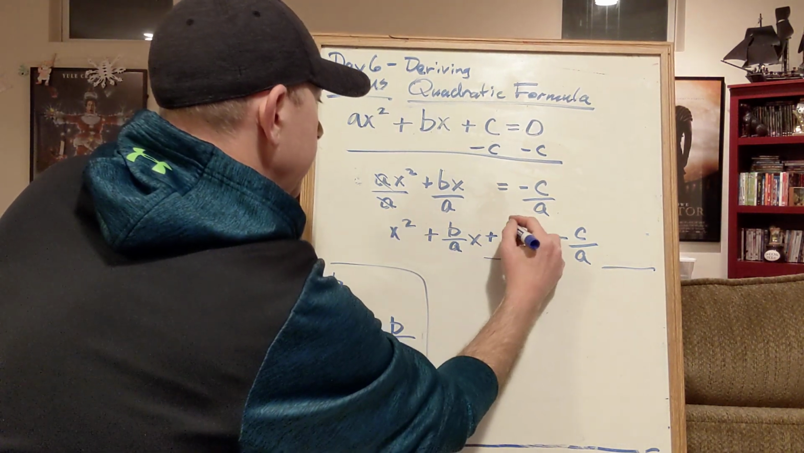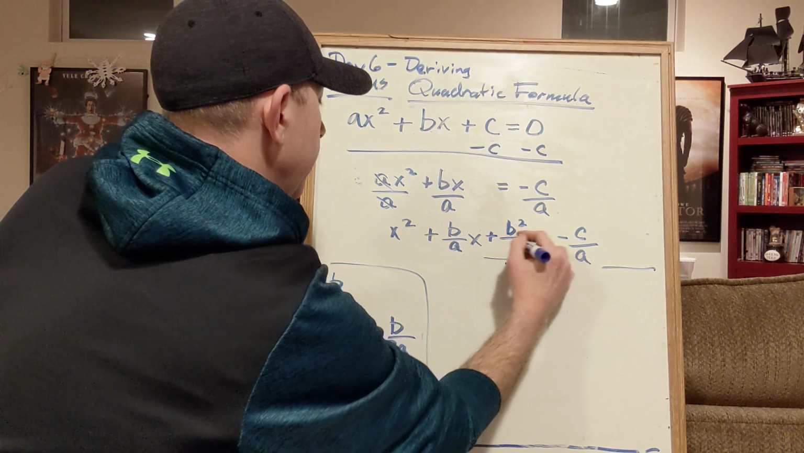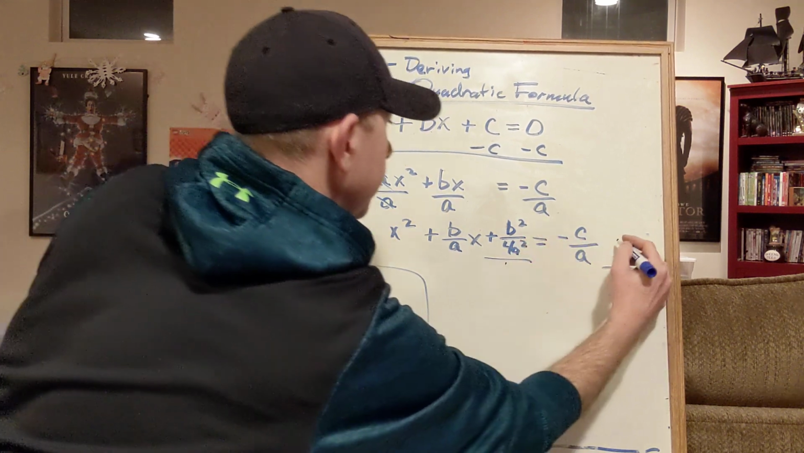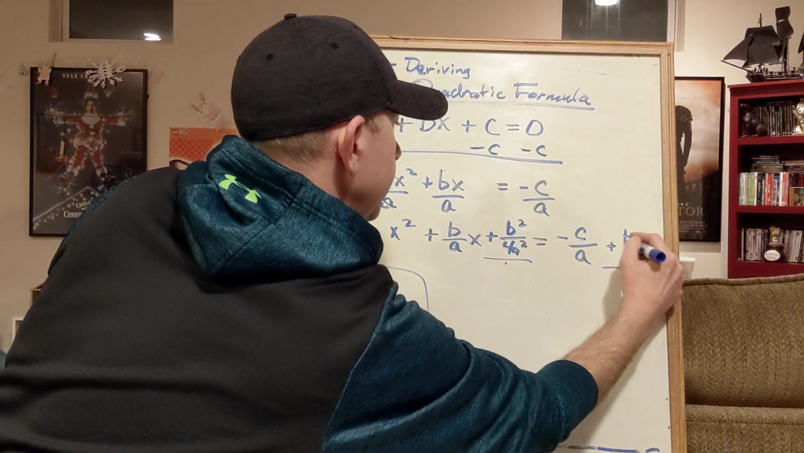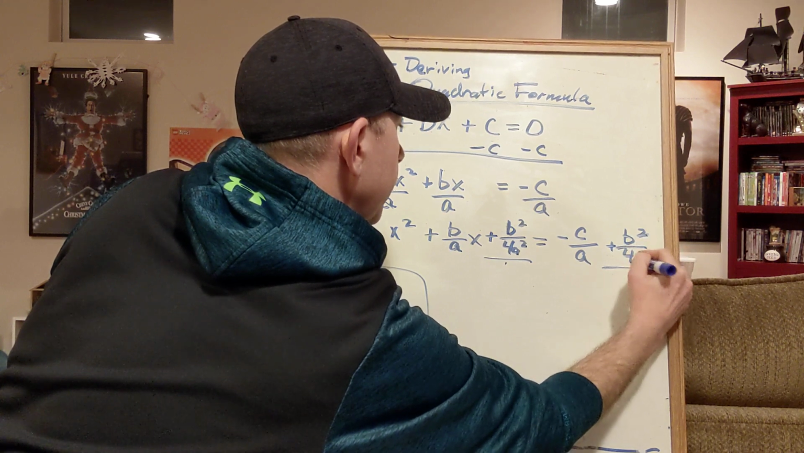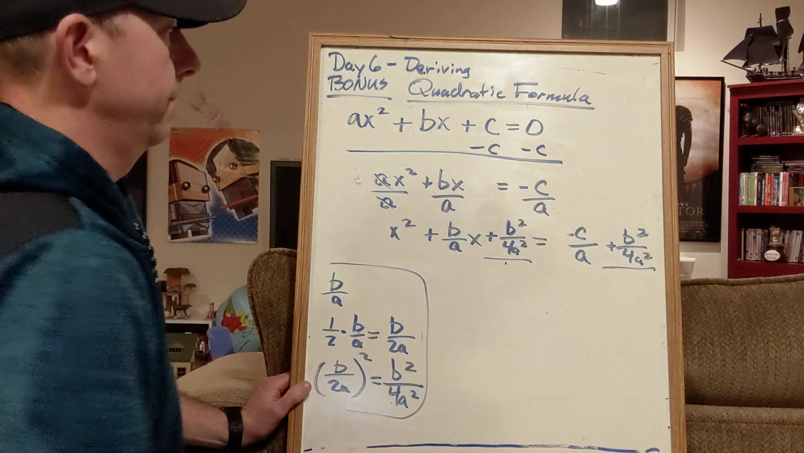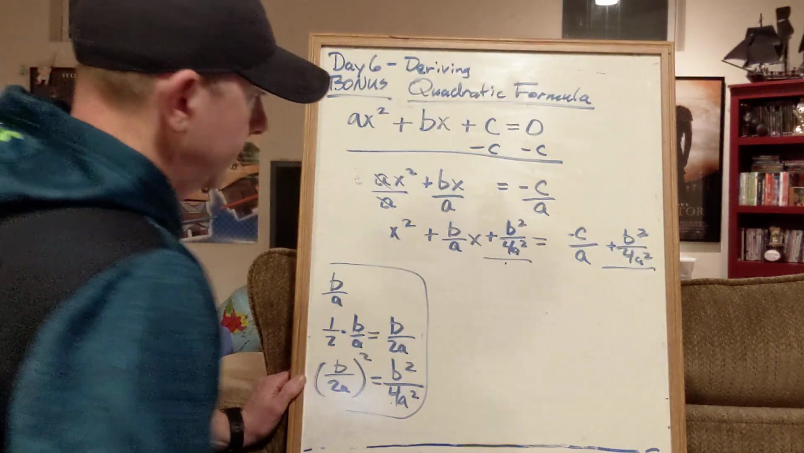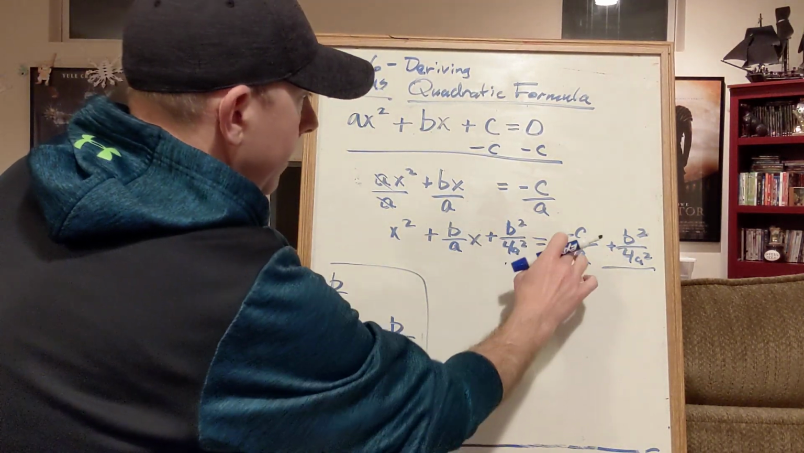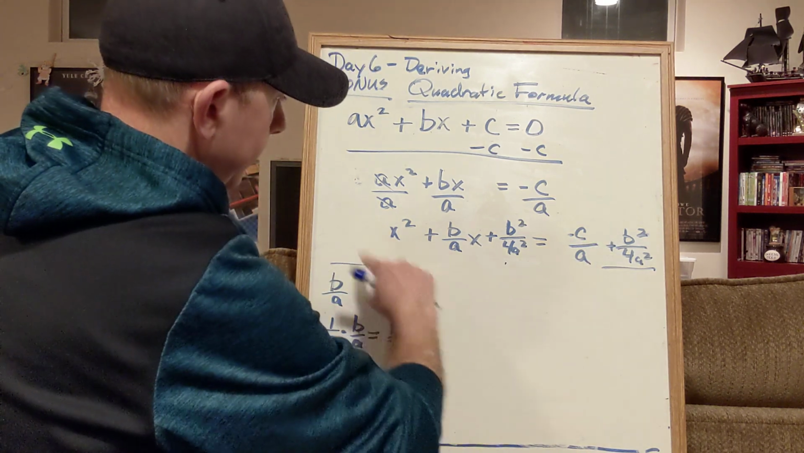So plus b squared over 4a squared to both of these. Plus b squared over 4a squared there. All right, so we did that to both sides. This is a negative c right there. All right, now to save some space, we're going to make these like terms. Actually, let's go ahead and do this side first.